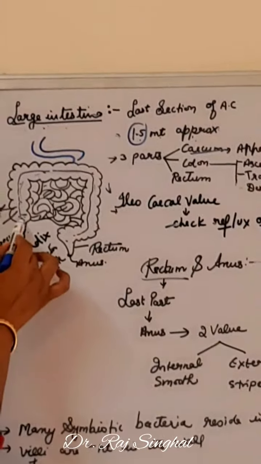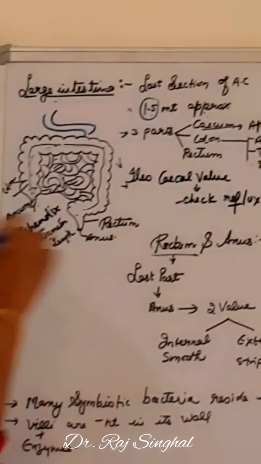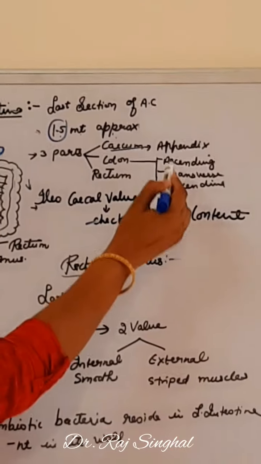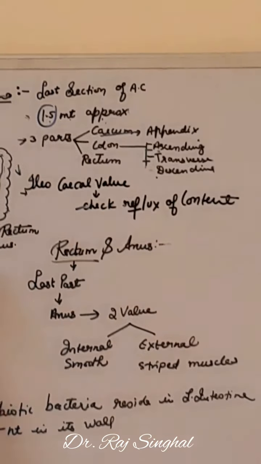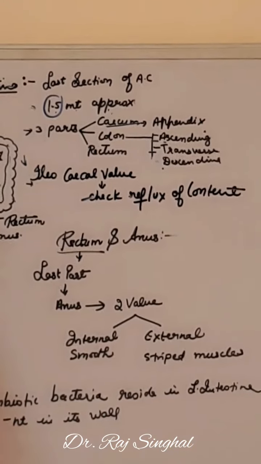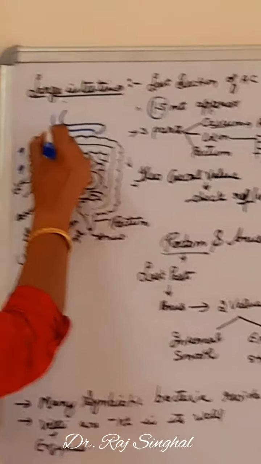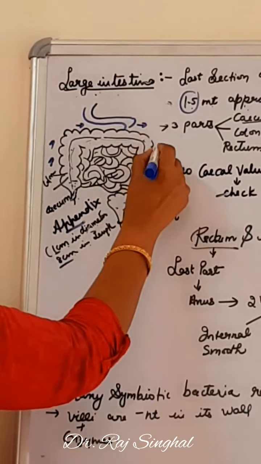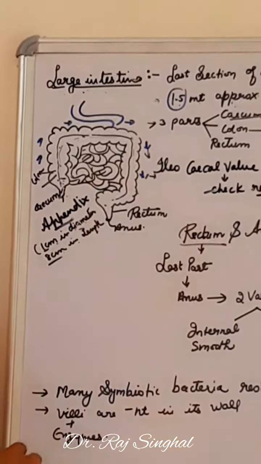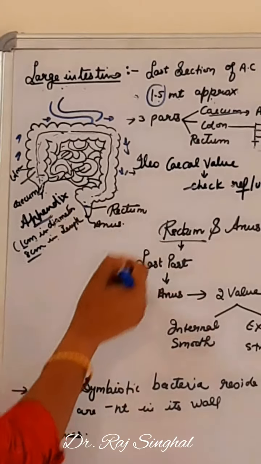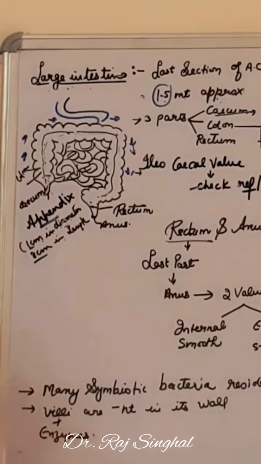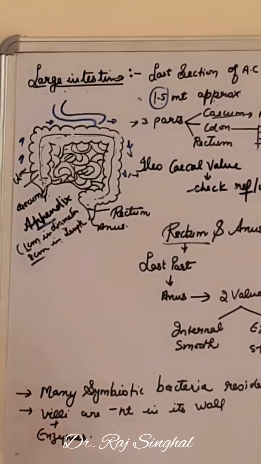Colon is the second part of large intestine, which according to position is divided in three parts: ascending, transverse and descending. Since this is the ascending region, hence it is ascending. Again this is transverse and this is descending region. The last part of colon ends in rectum, which is a bag-like structure which opens out through anus.